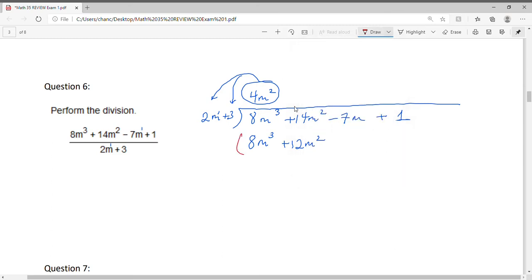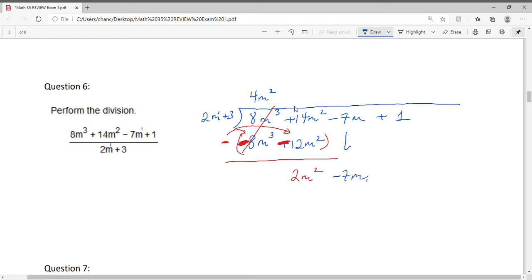Now we'll distribute a negative because we need to subtract. This is going to give me a negative 8m cubed. And again, this is going to be distributed. This gives me a negative 12m squared. Let's add these up. This cancels out. 14m squared minus 12m squared produces 2m squared. Now I can bring down the negative 7m, and I could also bring down the positive 1.